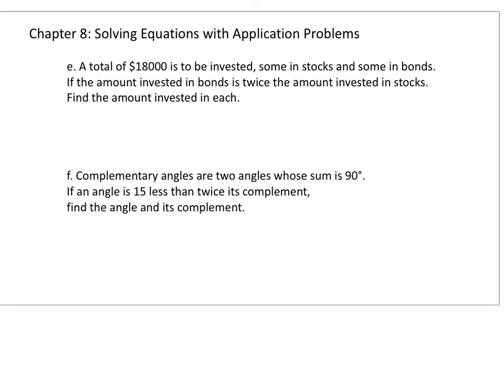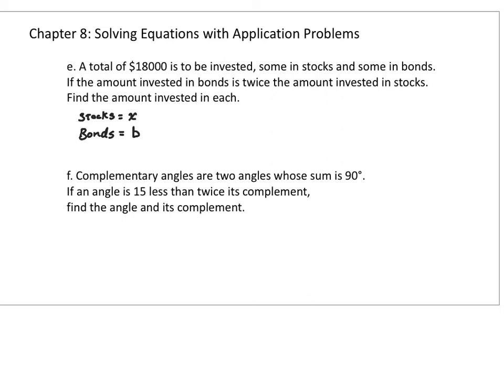The next one. Problem E and F. Okay. So in problem E, a total of 18,000 is to be invested, some in stocks and some in bonds. All right. Do we know how much in stocks and bonds? No. So I'm going to have the amount invested in stocks. I'm going to use X because using S is a little sketchy because it looks like a 5 sometimes when I write it. And bonds, I'm going to go ahead and use B for bonds because that way I'll know which one's which.